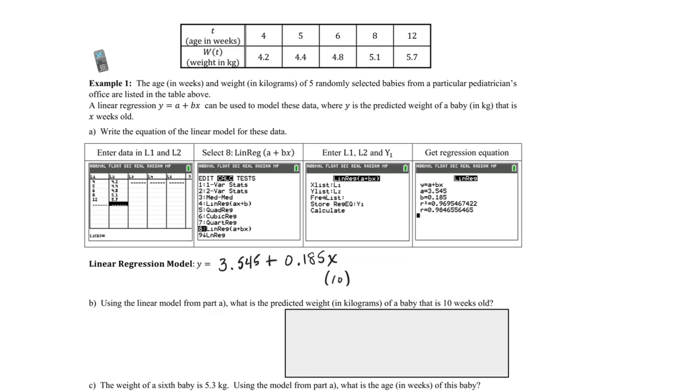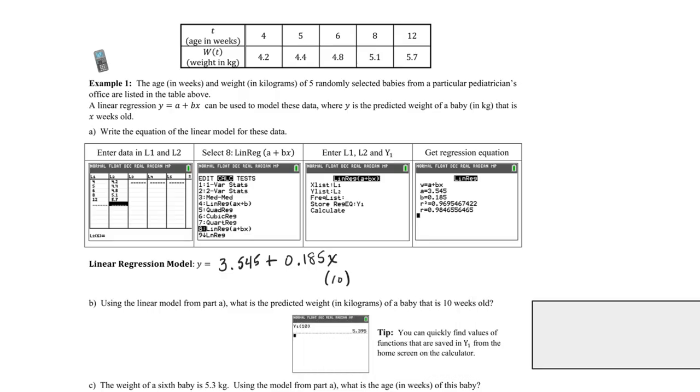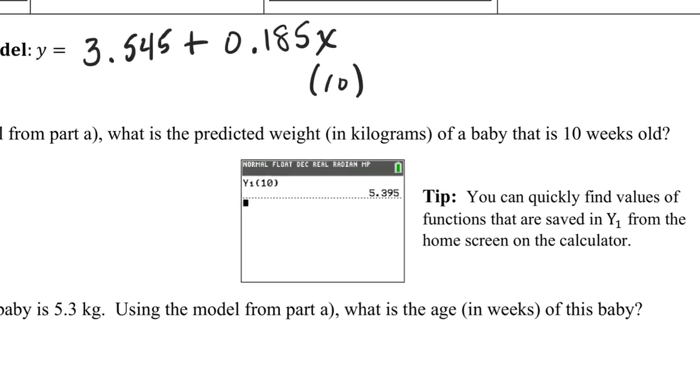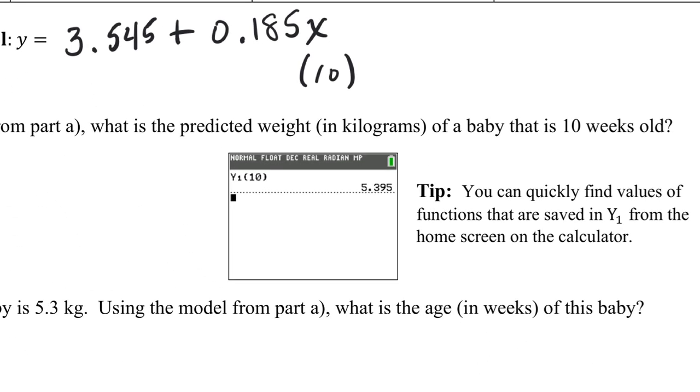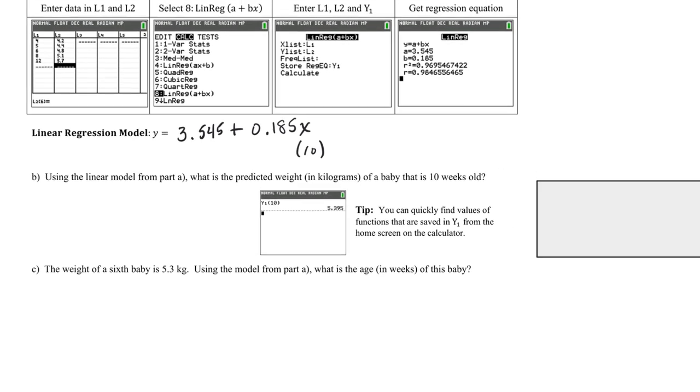Remember, we stored our equation under y1. You could actually go and hit the y equals button up there, and you'll see it's there. But what we can do is go back to alpha trace, choose y1, put 10 in parentheses, hit equal, and it'll do it for us. Not that it was really hard, but it is kind of cool that your calculator will do it for you.